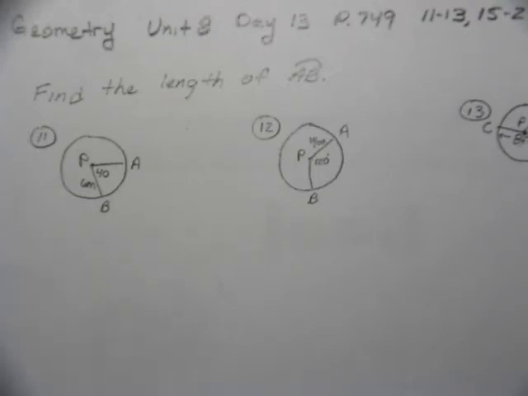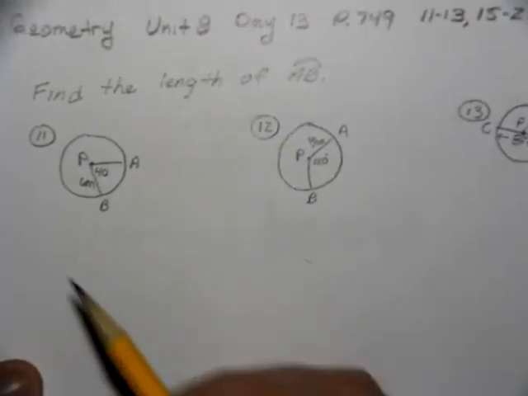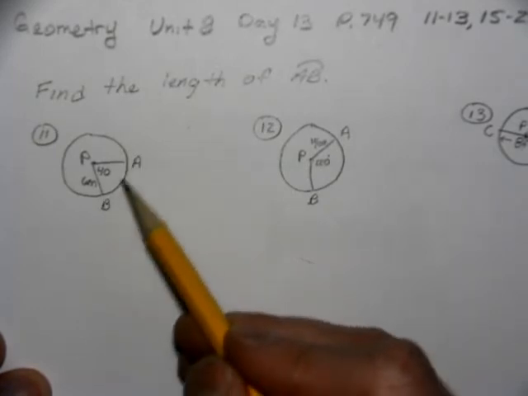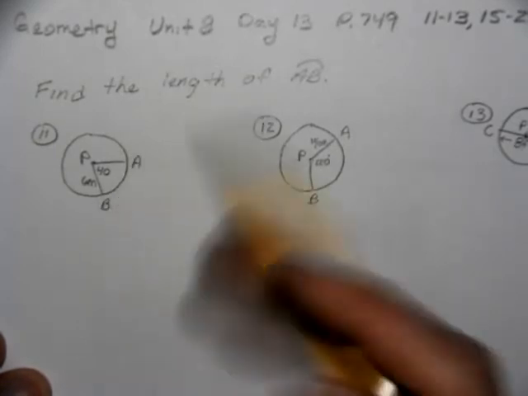This is Geometry, Unit 8, Day 3 homework. This is for page 749, section 11.4. So we're looking at number 11. We're supposed to find the length of arc AB. So that's the distance for the arc AB.